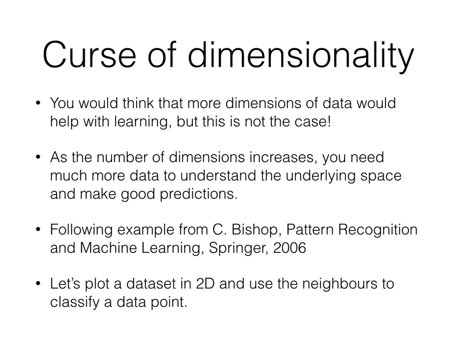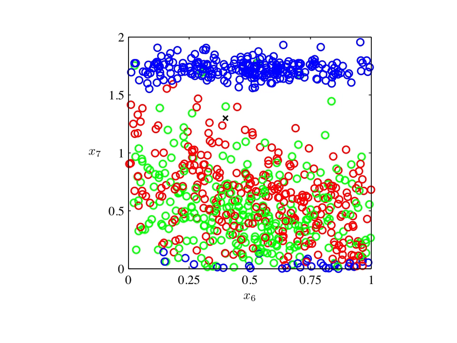What we're going to do is plot a data set in 2 dimensions, and we're going to use the neighbours of a data point to classify that data point. This is using something called K-nearest neighbour classification. We're not going to really talk about it in class, but it's a really simple, straightforward approach to doing classification.